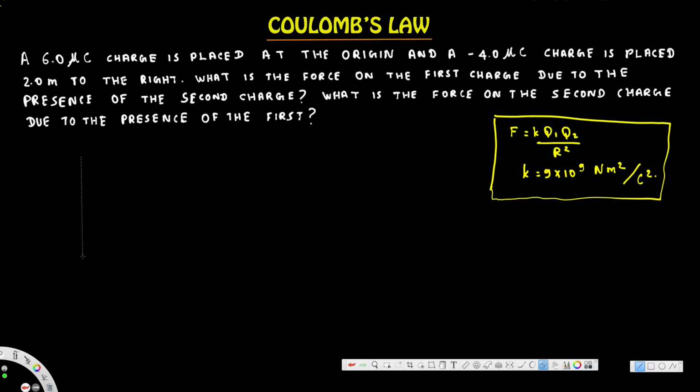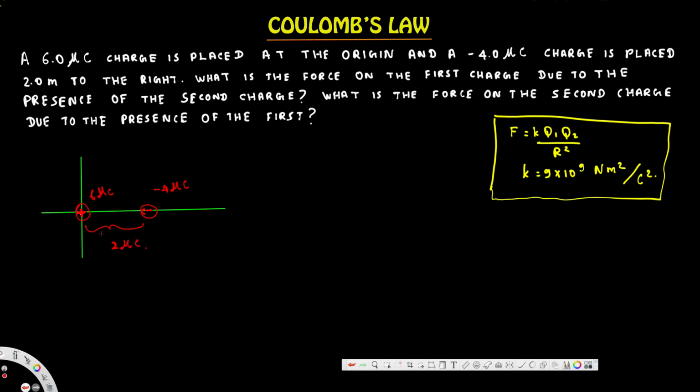So first, let's draw the graph. This is the y-axis, this is the x-axis, and here we have a charge. This is going to be positive because that's given right here. This is positive 6 microcoulomb. So this is our positive charge, that's at the origin. Okay, and we have a negative charge that is placed 2 meters right of the first one. So from here to here we have a negative charge right here, and that is negative 4 microcoulomb, and the distance between them is 2 meters.